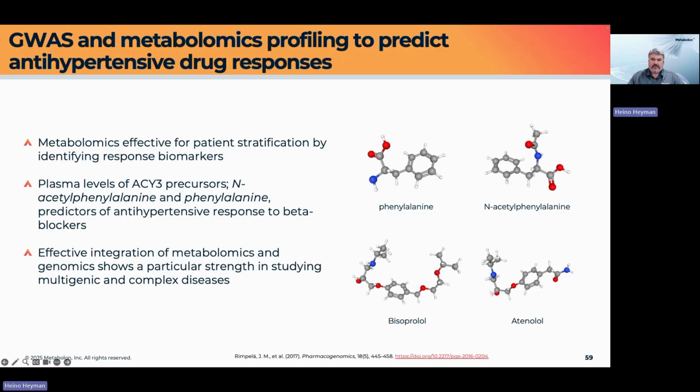Finally, this study is also a good example of the power of combining both metabolomics and genomics in the study of multigenic and complex diseases. And thus, having both data sources, genetics and metabolomics, provides for some powerful data for your research.